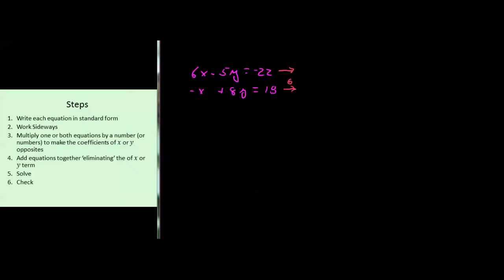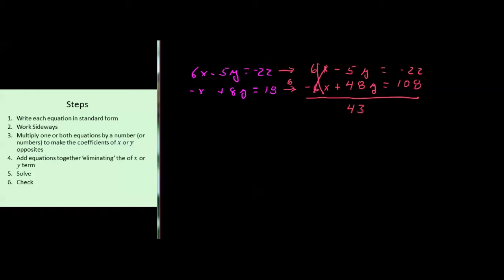We're not going to use parentheses. All we're going to do is put a little number here above the arrow, signifying that I'm multiplying the bottom by 6. 6 times negative 1 is negative 6x. 6 times 8 is 48y. And 6 times 18 is 108. The top stays the same. 6x minus 5y equals negative 22. I then add the equations together, and voila, the x's are eliminated.